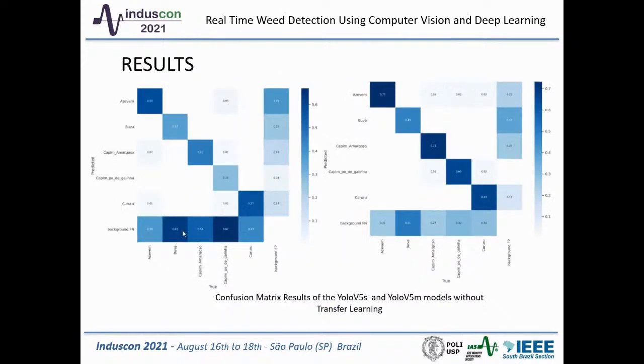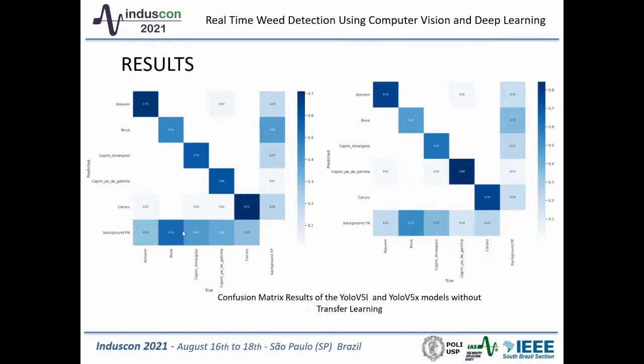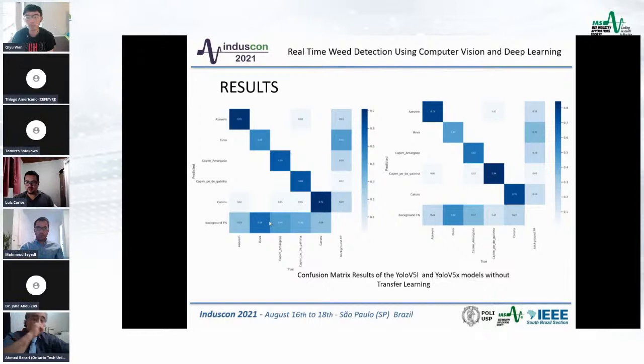Here I have the confusion matrix, which gives a more precise view of these object detection results. For example, the YOLO V5S performed terribly for the Buva class with only 0.37 mean average precision. The YOLO V5M presented a strong result for Azevém with 0.73. The same happens for YOLO V5L and X. Here, the YOLO V5L presented a better result, however, under 0.5 for Buva, 0.46. And the YOLO V5X presented the best results, with the best result for Capim pé de galinha at 0.84.